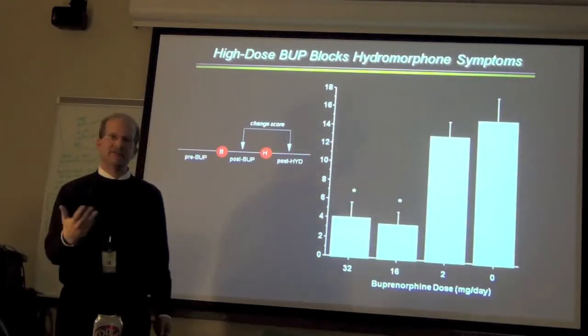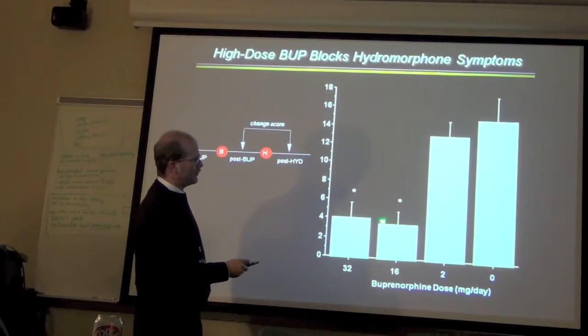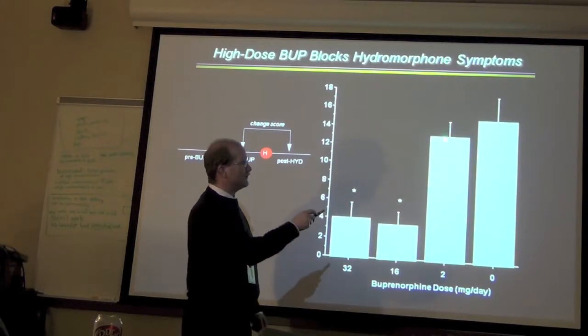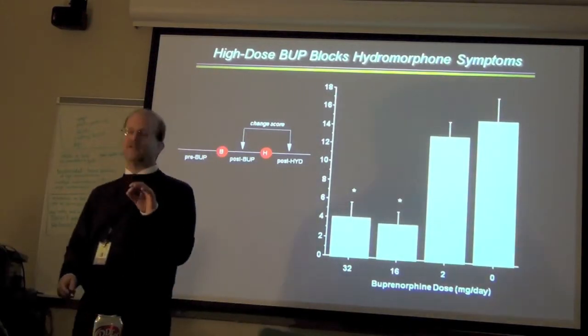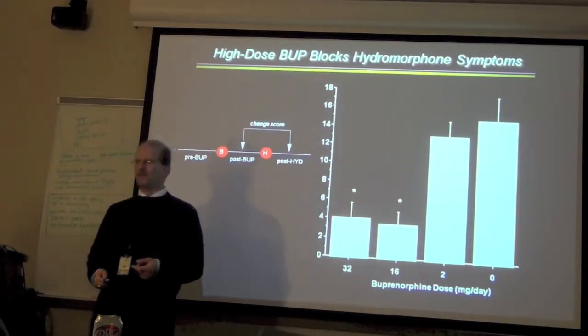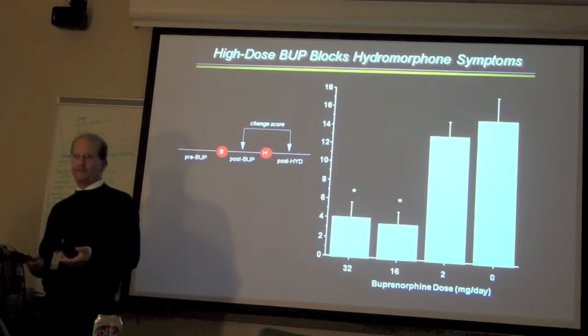This is the total agonist symptom scale score. These two bars are not different from one another. These two bars are not different from one another, and these two are significantly different from that. In other words, even 2 milligrams, a low dose, is not doing significantly better than placebo at blocking the effects of hydromorphone. So it's not a very good deterrent, whereas a higher dose is.